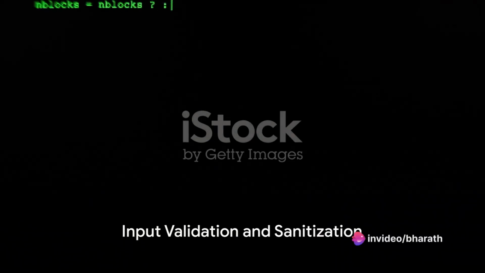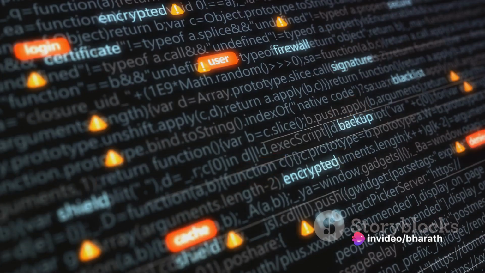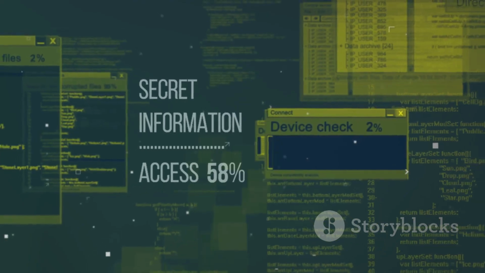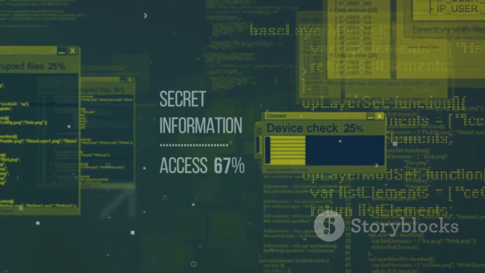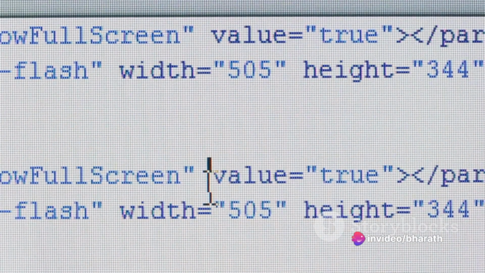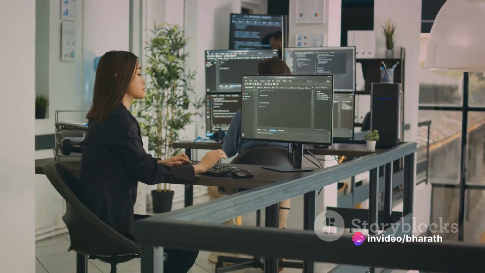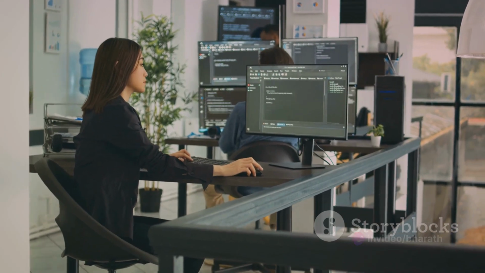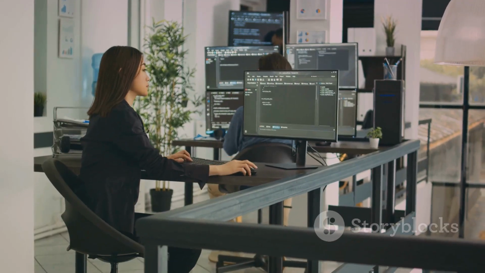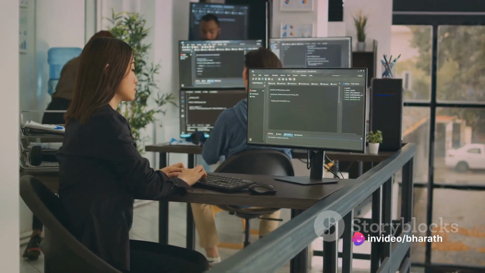Another vital strategy is input validation and sanitization. This involves checking and cleaning user inputs before using them in SQL queries. An effective way to do this is by using whitelisting and blacklisting methods. Whitelisting allows only known good inputs, while blacklisting filters out known bad inputs. These techniques ensure that only safe and expected data makes its way into your database. By validating and sanitizing inputs, you can prevent malicious code from being executed.